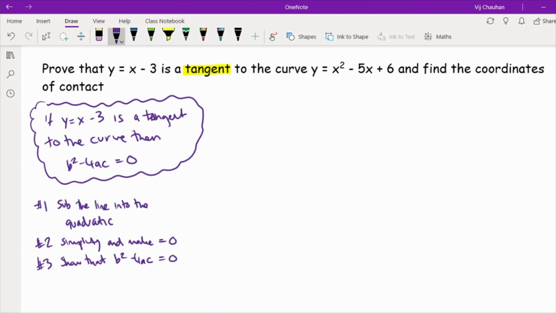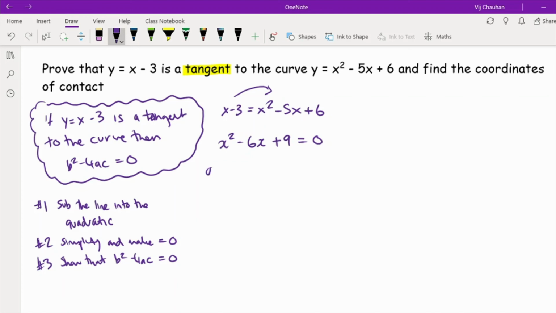Now the other thing to bear in mind with this question is that it does involve two parts. The first one is what we've done here. The next part is then finding the coordinates for the point of contact. So, with regards to this one here, we've got x minus 3 equals x squared minus 5x plus 6, as they're both equal to y. So simply taking all of this to that side, we get x squared minus 6x plus 9 equals 0.